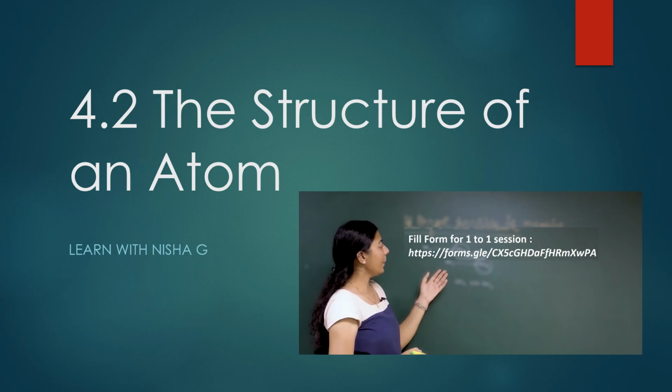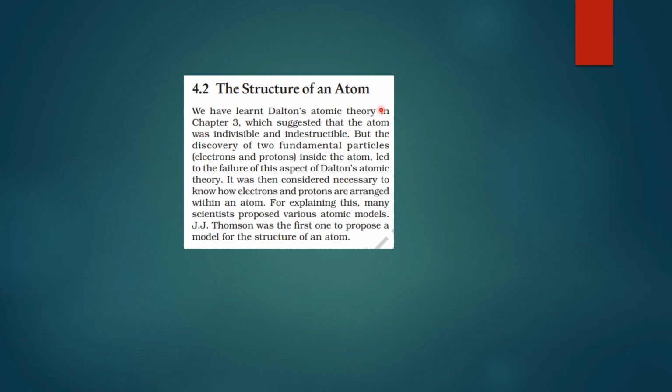So let's begin with the topic. So स्ट्रक्चर ऑफ एन एटम, ठीक है. इन चैप्टर 3 हमने देखो डाल्टन्स एटॉमिक थ्योरी पढ़ी थी, राइट. इट सजेस्टेड दैट एटम वाज इंडिविजिबल एंड इंडिस्ट्रक्टिबल, राइट. बट दो फंडामेंटल पार्टिकल्स की डिस्कवरी हुई, इलेक्ट्रॉन्स एंड प्रोटॉन्स इनसाइड द एटम. So Dalton's atomic theory was failed by this.